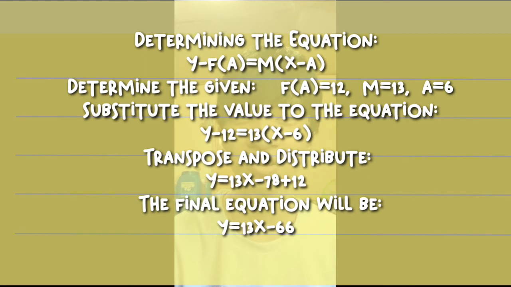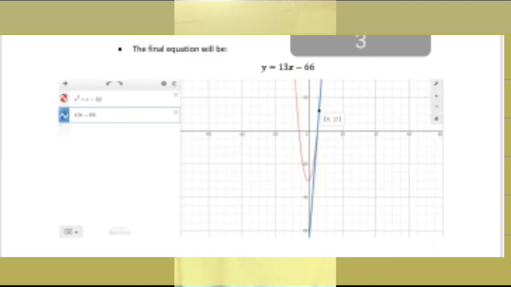To find its equation, substitute the function of a, the m, and the a. Distribute m and transpose function of a. Combine like terms and we are done. We now know that the equation of the line will be y equals 13x minus 66. Now we can compute where the line or the equation of the line will go.